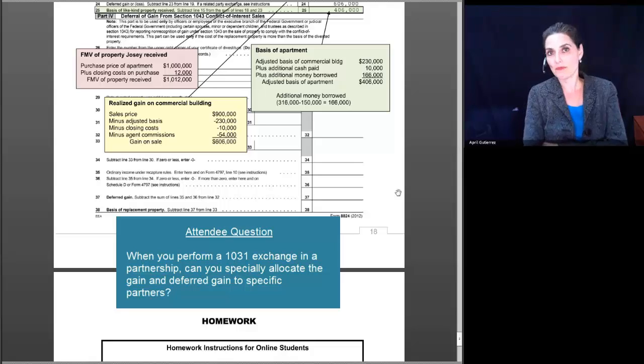Partnerships are incredibly complex animals, and it's a difficult question to answer without knowing a whole lot more about that partnership, because you have all the basis calculations that have to go on all the time for all the partners, and also what the partnership agreement has to say about their profit sharing and their loss sharing and their capital contributions. So it's a really difficult question to answer.